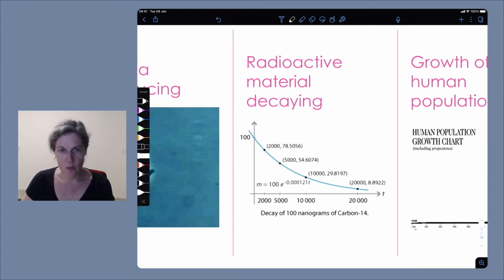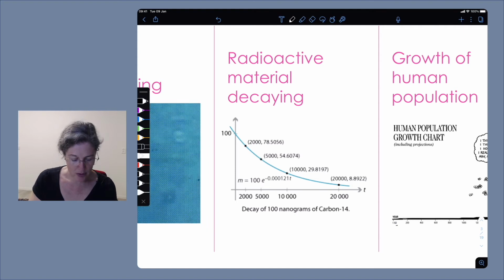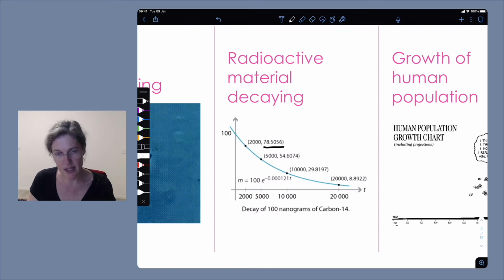Similarly, we might think about the amount of radioactive material. Suppose we start out with 100 nanograms of carbon-14, which is a radioactive isotope that gets used for dating things. If you start out with 100, after 2,000 years you'll only have 78.5 nanograms left. After 10,000 years, you've only got 29.8. After 20,000 years, you've only got about 9 nanograms left. And plotting that, you can see that that's not a linear function. So there's something else going on here.